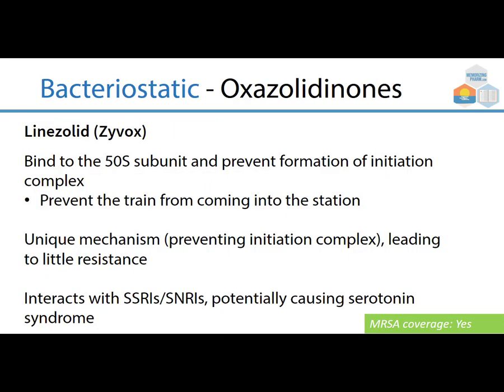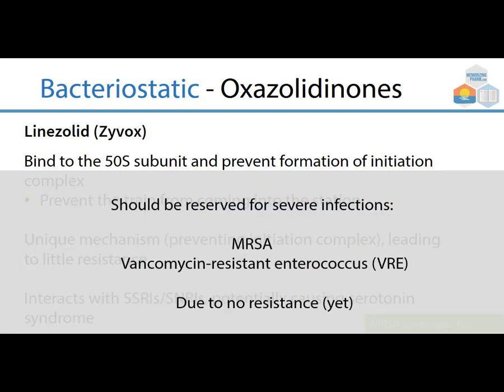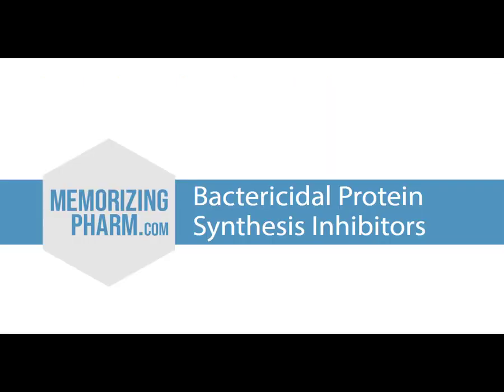Linezolid, or Zyvox, binds to the 50S subunit and prevents the formation of the initiation complex, so it prevents the train from coming into the station. It's a unique mechanism. It prevents that initiation complex, and it leads to little resistance. It interacts with SSRIs and SNRIs, those antidepressant classes, selective serotonin reuptake inhibitors and serotonin norepinephrine reuptake inhibitors, potentially causing serotonin syndrome. But it does have MRSA coverage. Not only does it have MRSA coverage, but also VRE coverage, which is vancomycin-resistant enterococcus, due to a lack of resistance, yet.